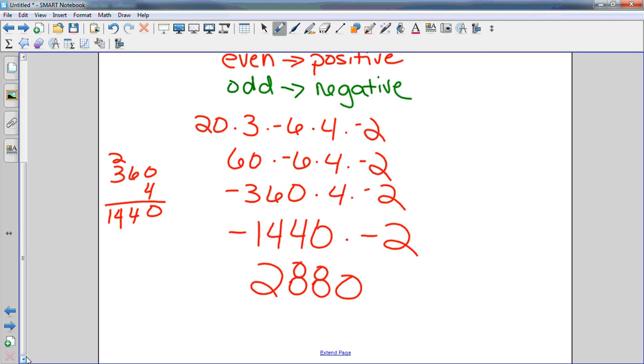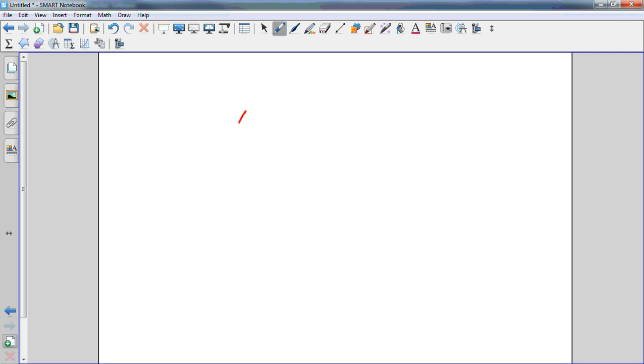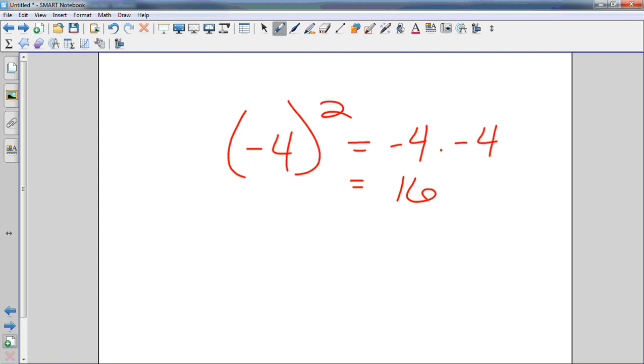What about this? Is that positive or negative? Positive. Why positive? Isn't squared just a number times itself? Yeah. So this is just going to be negative 4 times negative 4, and a negative times a negative is positive, so I have positive 16.